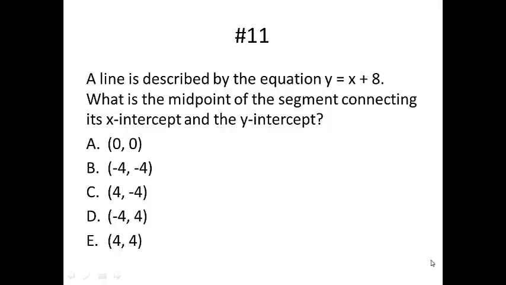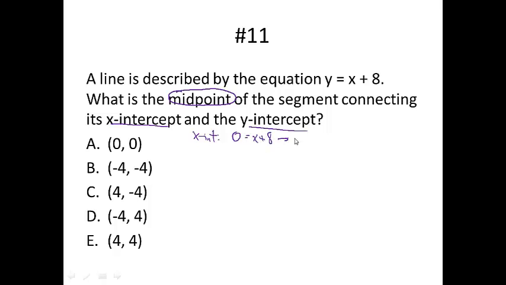Number 11, a line is described by the equation y equals x plus 8. What is the midpoint of the segment connecting its x-intercept and the y-intercept? All right, first of all, we're going to find a midpoint, but before we do that, we need the x-intercept and the y-intercept. So if you remember finding an x-intercept, we're going to let the y value be 0.